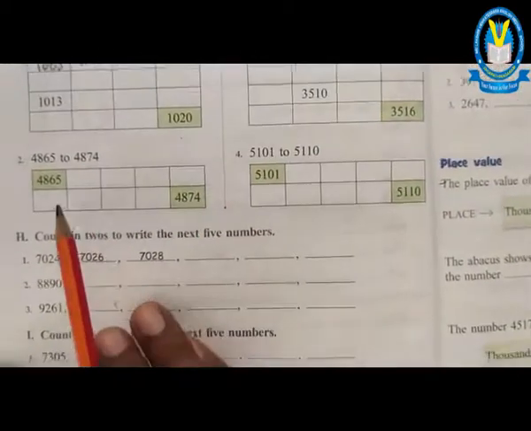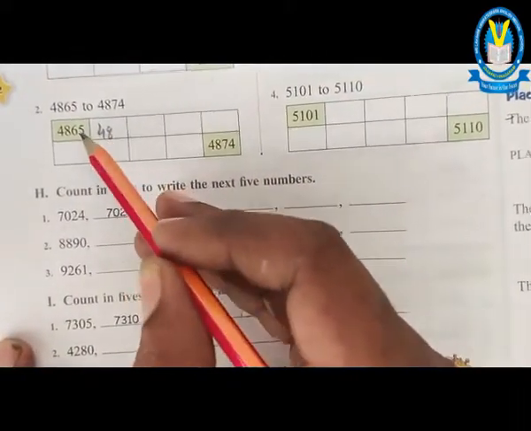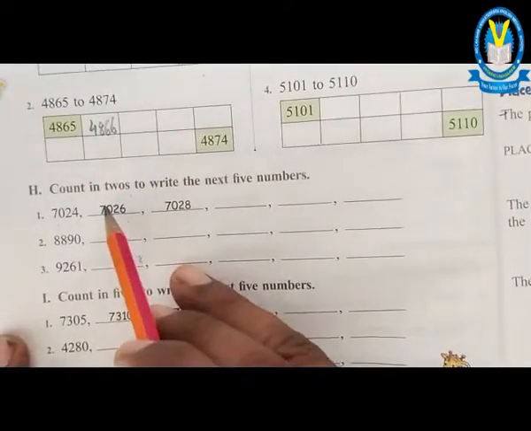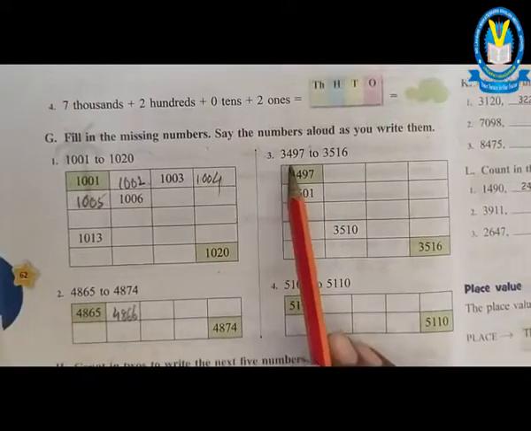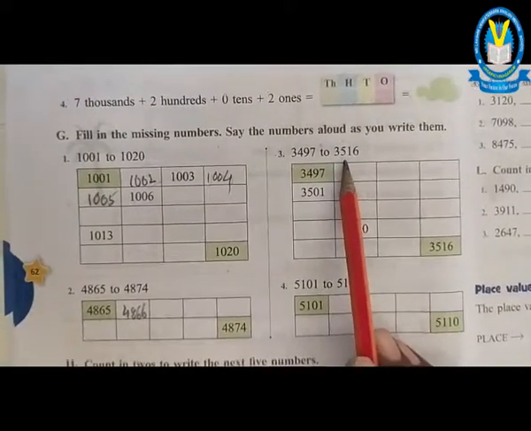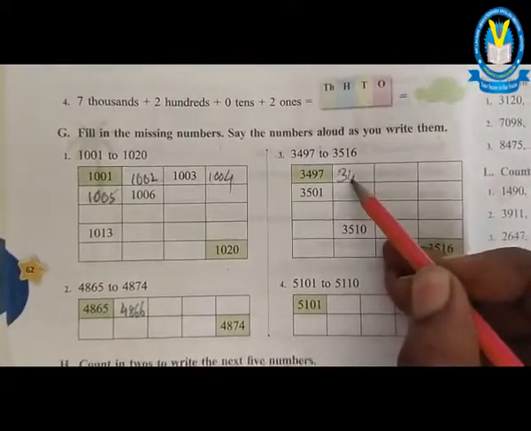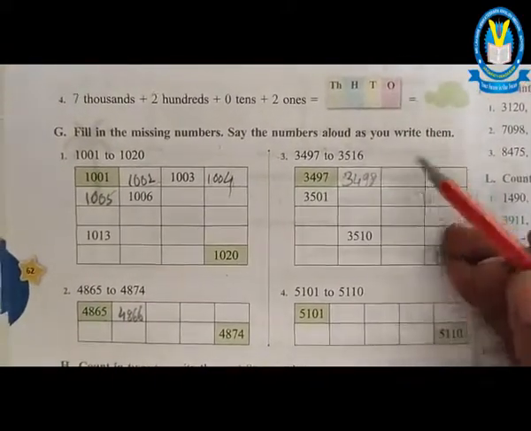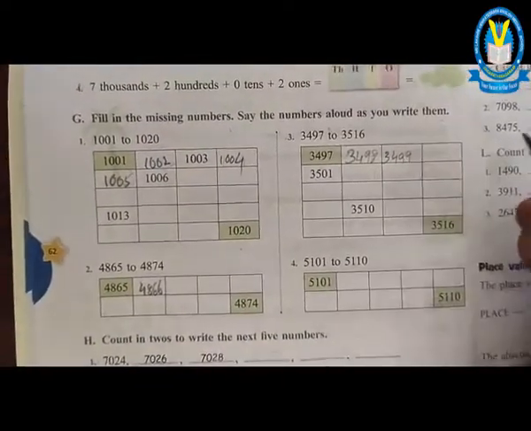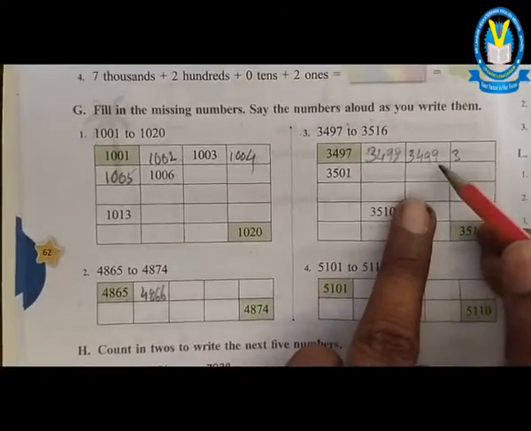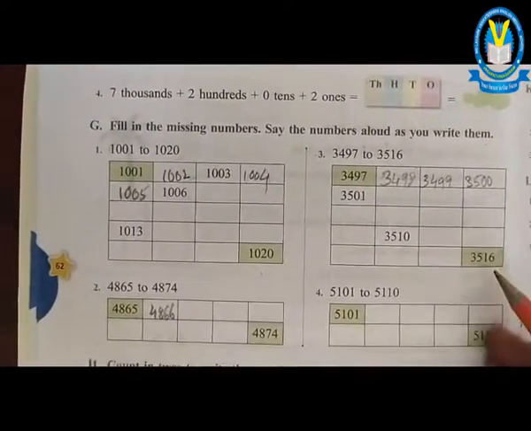Okay. See, second one. 4865. So, the next number, 4866. Okay. Write that. Remaining numbers. Okay. See, third one. 3497 to 3516. Already 3497 given. So the next number 3498. Now 3498, after that number 3499. So here 3499, after that number 3500. Already given 3500 only. The remaining you fill. Okay.